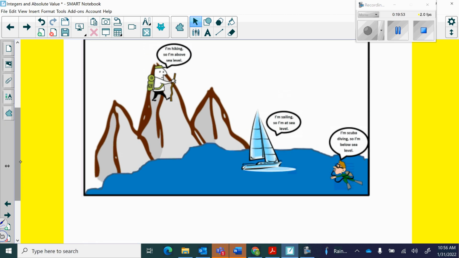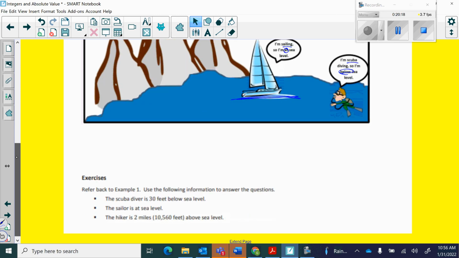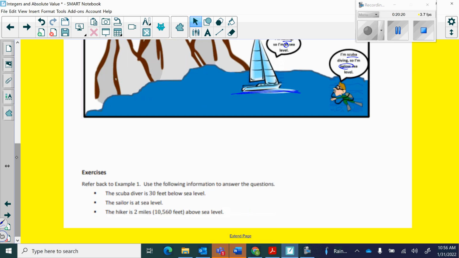We have this dude. He's hiking, so he is above sea level. We have the sailor. She is at sea level, so the boat is right there. Your scuba diver is below sea level, so he's down below the ship. So using those concepts, if I said the scuba diver is 30 feet below sea level, what integer would I use to represent that? Negative 30.